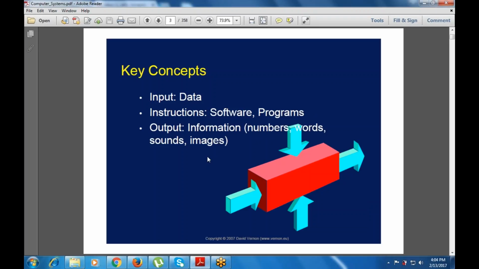Now, what is the input? That is the data. Then instructions, that is the software and the programs. What is the output? That is the information. That information may be numbers. The information may be words. The information may be sound. The information may be images.